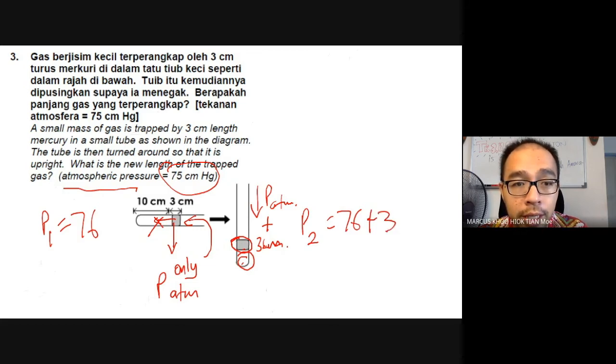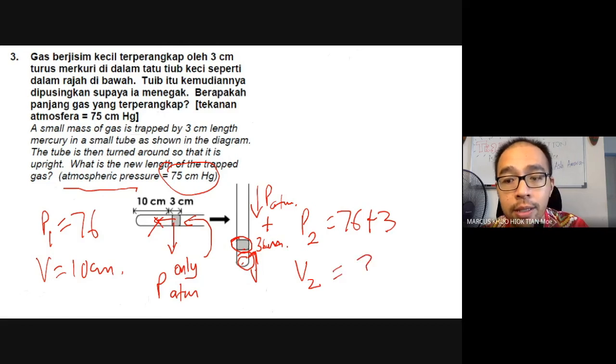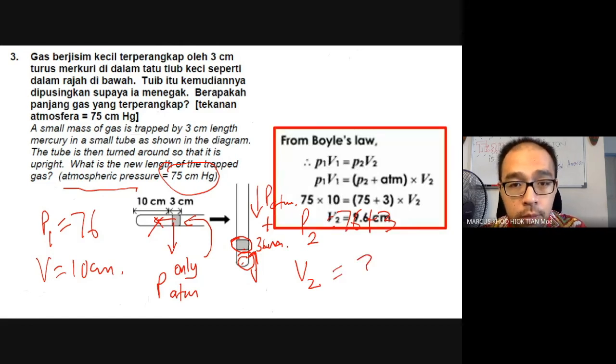Okay, over here, the volume is 10 cm. I know that volume is centimeter cube, right? But as I said just now, in Boyle's law, Charles' law, and pressure law, we only use the representations, as long as they are the same. So if I want to know how long this is, I use the same formula to find this one. We find V2.